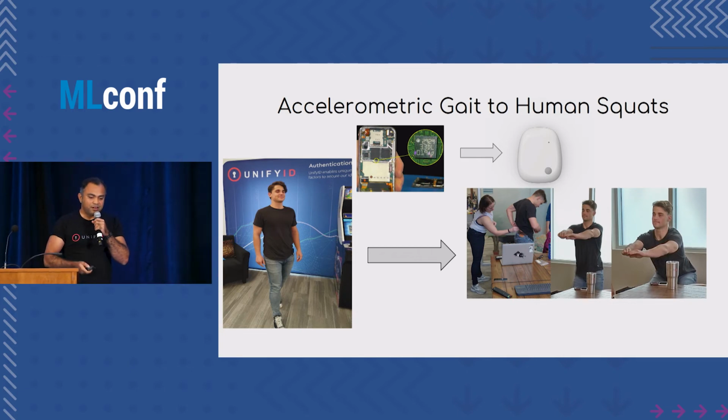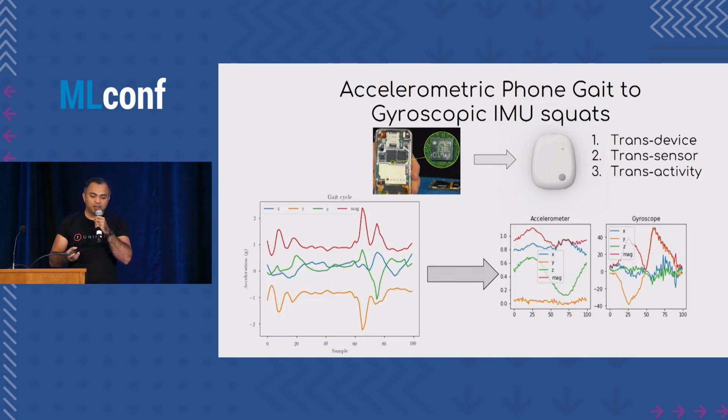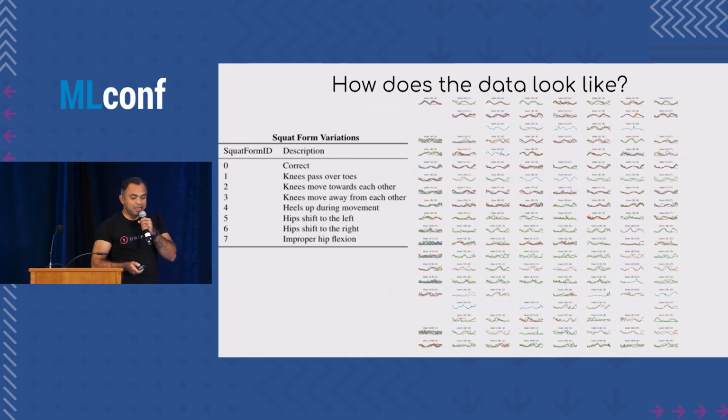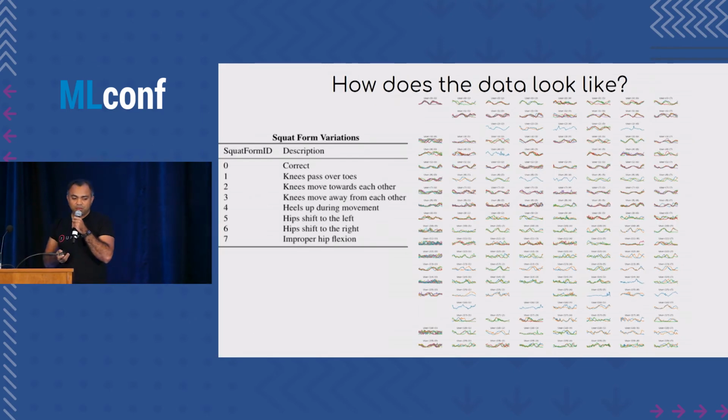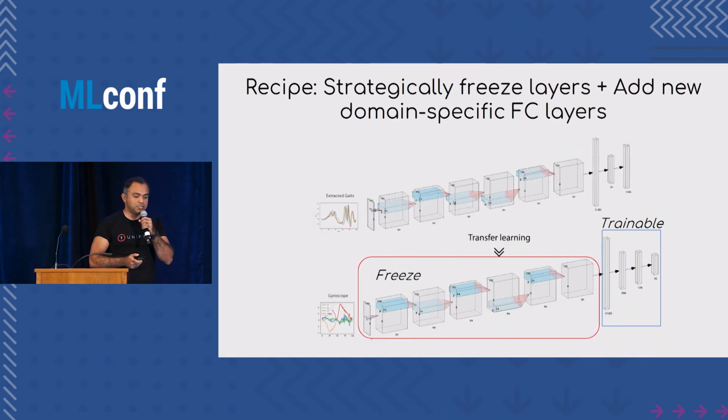So we hired a physiotherapist who had our own sensor. What we were trying to do is transfer learn across different devices, that is smartphone to a PT measurement device, across different sensors from accelerometers to gyroscopes, across different activities from human gait to human squats. And this is pretty much how the data set looked. There were also different variations based on the squat form deformations.